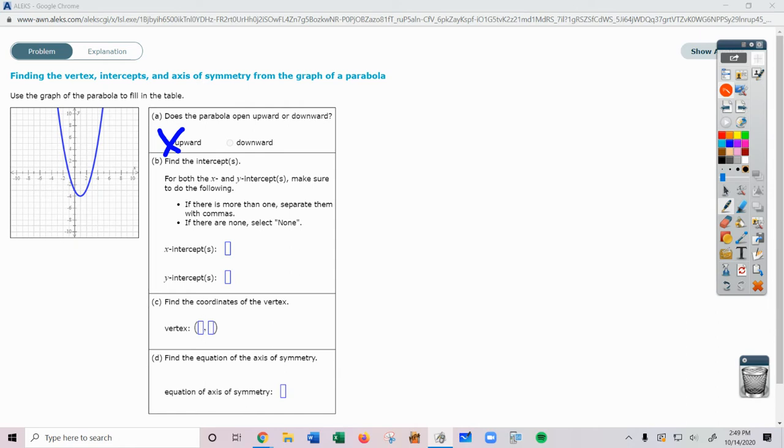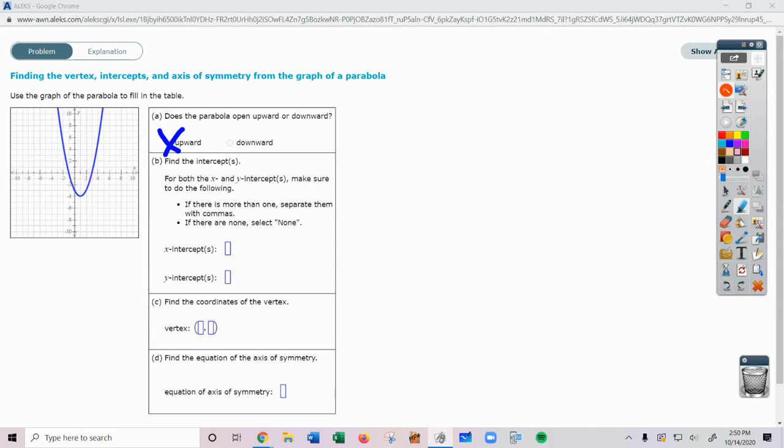Okay, when it's asking us to find the X and Y intercept, we need to keep in mind that the X and Y intercept are where a graph crosses the X and or Y axis. So when I'm looking for the X intercepts, I'm looking for where the graph crosses the X axis. Now remember, the X axis is this axis. So when we're looking at that, we want to know where it touches.